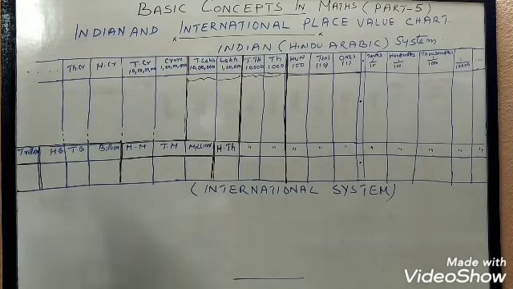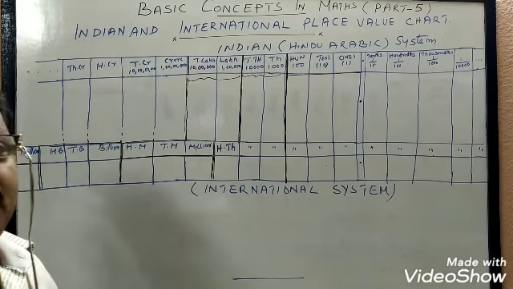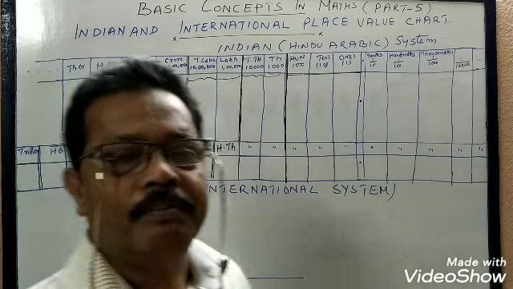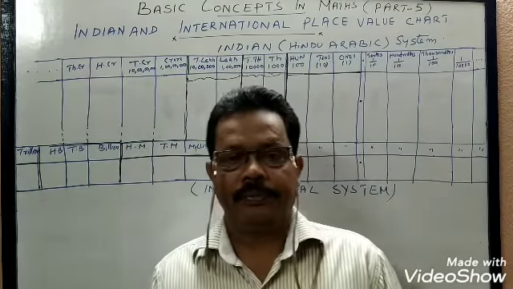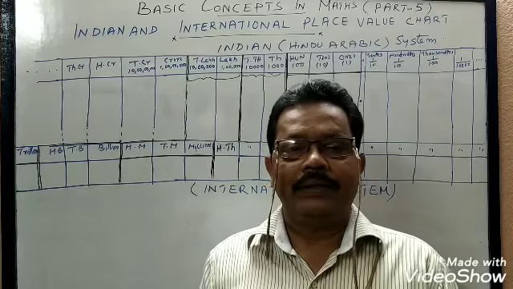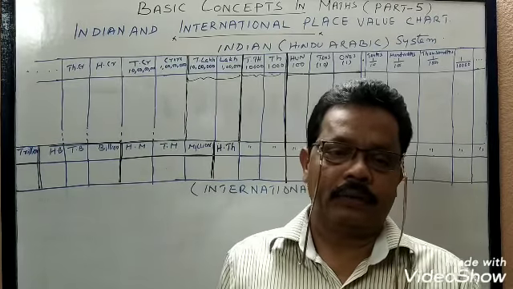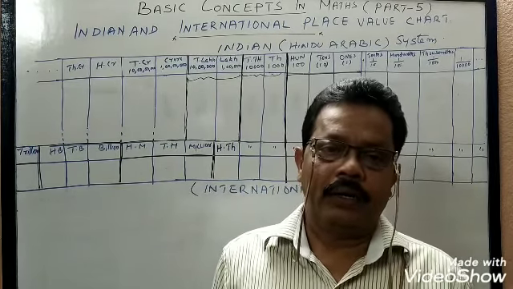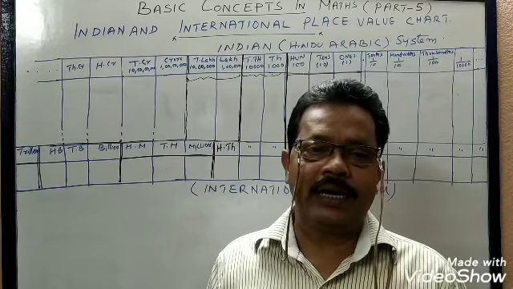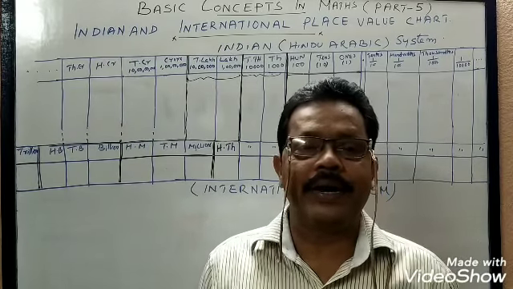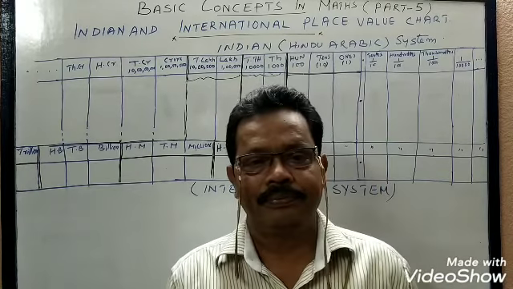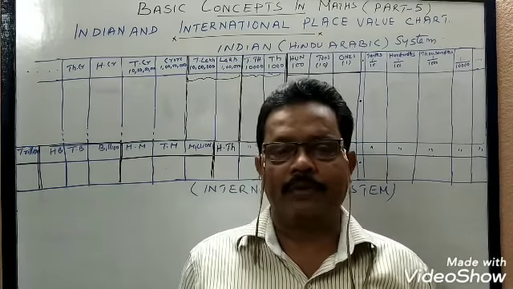Hello, today we will study how to name a number. Naming of number is known as numeration. Mainly, there are two types of numeration. One is called the Indian system of numeration or Hindu-Arabic system of numeration, and the other is called the international system of numeration.